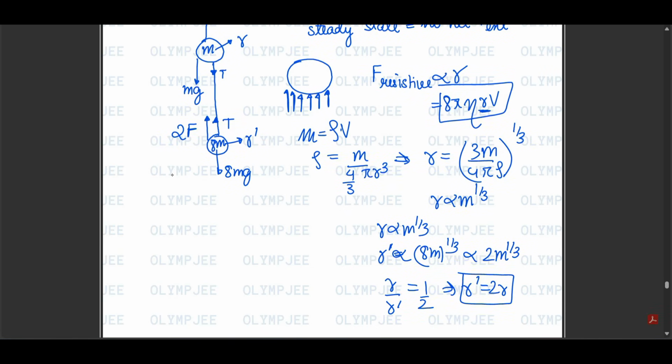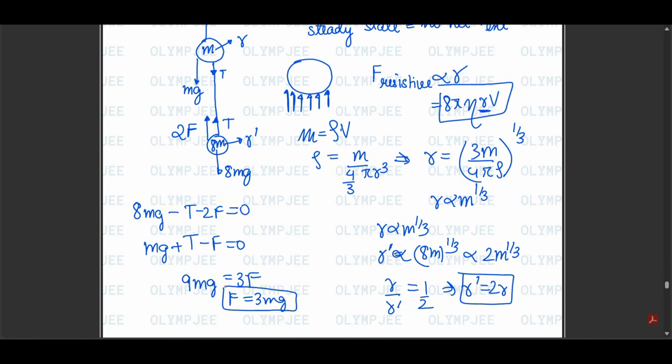So we can now write the equations. So we'll get 8mg minus T minus 2F is equal to 0, and mg plus T minus F is equal to 0. If we add these equations, we'll get 9mg is equal to 3F. So F is equal to 3mg. This is the first result that we get.